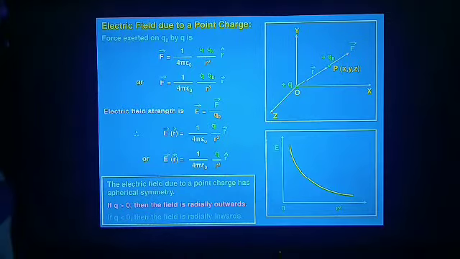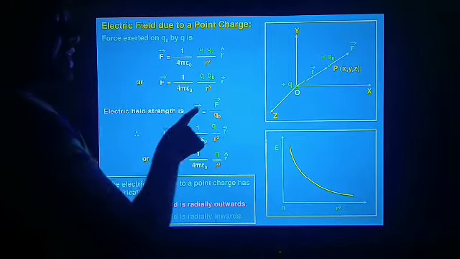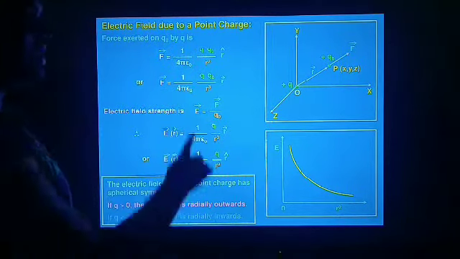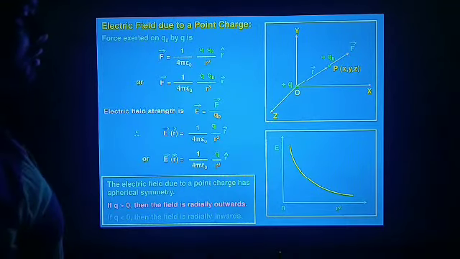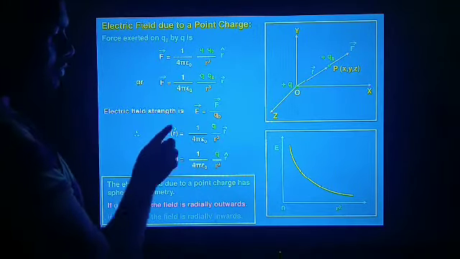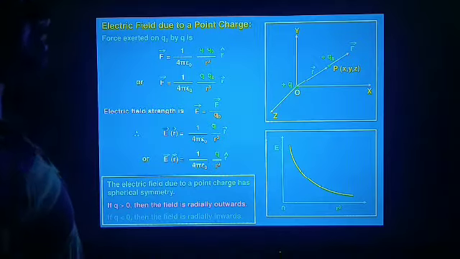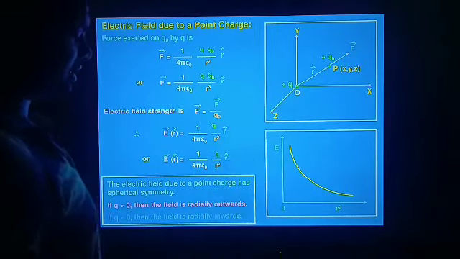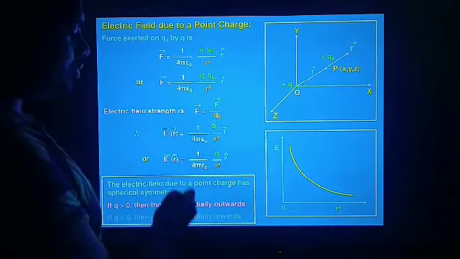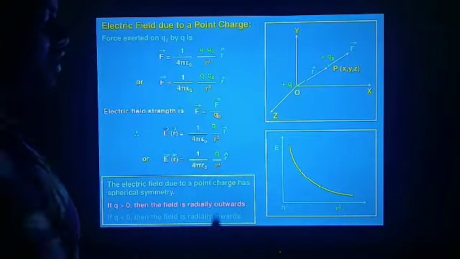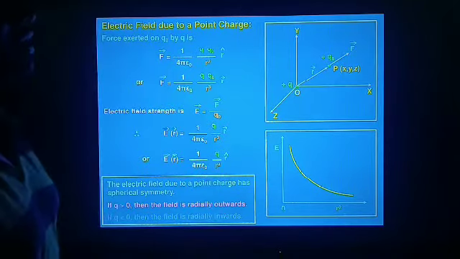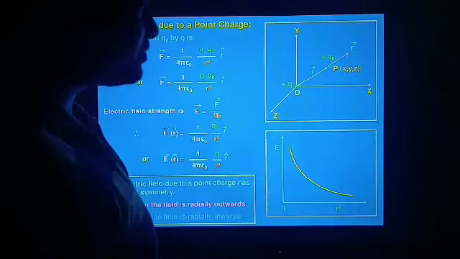Now the vector form of electric field. We know very well electric field is equal to force upon charge. So E is equal to F upon q naught. So vector E is equal to 1 upon 4 pi epsilon naught Q upon r cube vector r, or E is equal to 1 upon 4 pi epsilon naught Q upon r square r cap.